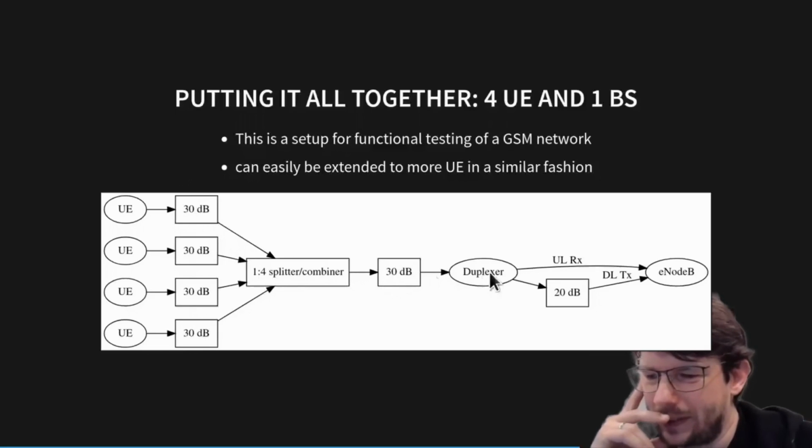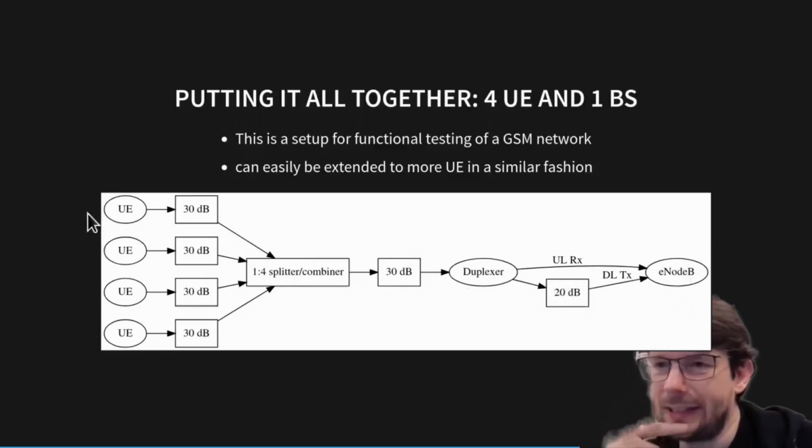Then we go through the duplexer, which has 1 more dB. So we have 72 dB uplink attenuation here. And in the downlink, we again have the additional 20 dB, so 92 dB of attenuation in the downlink direction here in the signal. So that's it for this example.